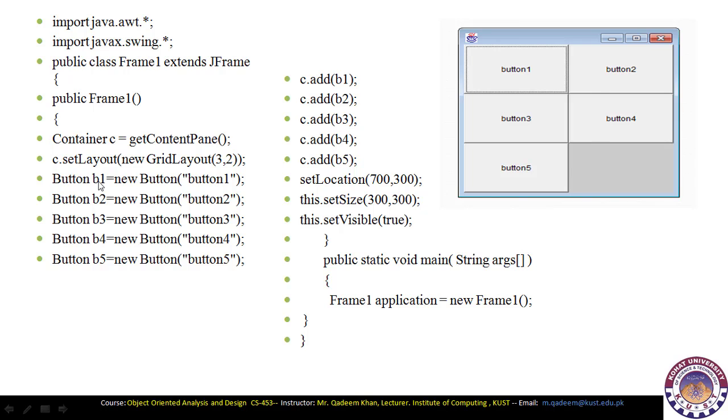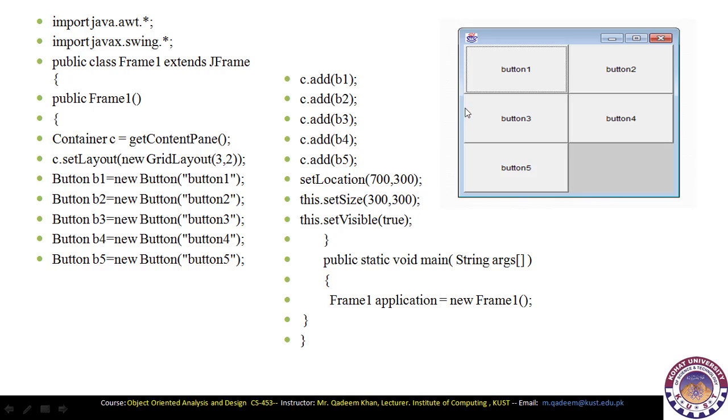Now here we have declared and defined five different buttons: b1, b2, b3, b4, b5. So button 1, button 2, button 3, button 4, and button 5. Now c.add(b1), c.add(b2), and so on up to 5. All buttons are added here. Now setLocation(700, 300) is the location of this window on the screen. And setSize(300, 300) means 300 on the x-axis and 300 on the y-axis.